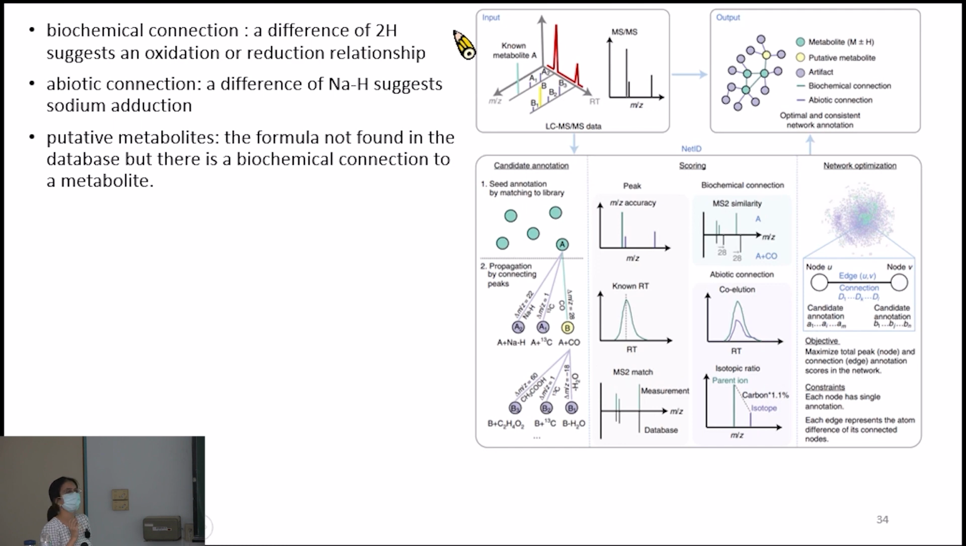Okay, and they also define another node as the putative metabolites. And this putative metabolite is basically a formula. So this formula was not found in the data set, but there is a connection to the metabolite. So there is an additional node that has been used to define your network.